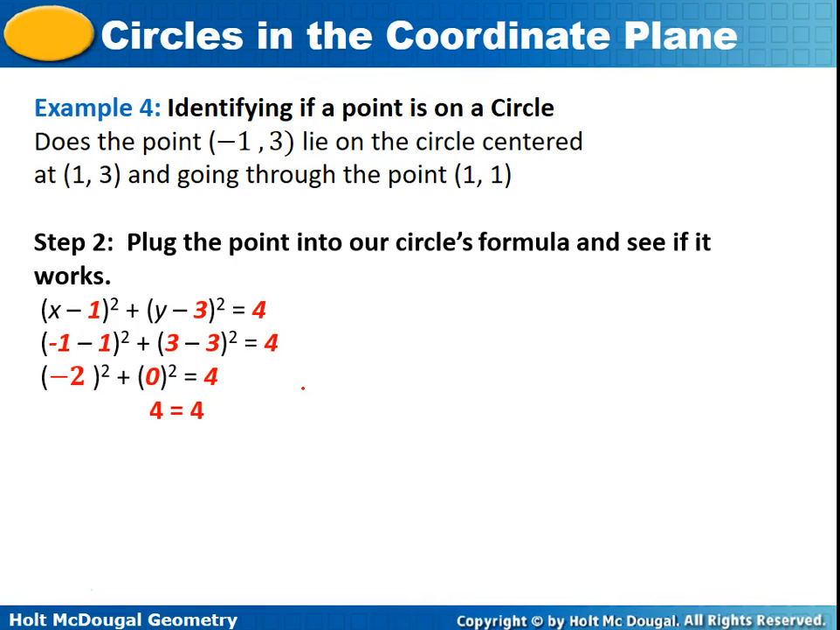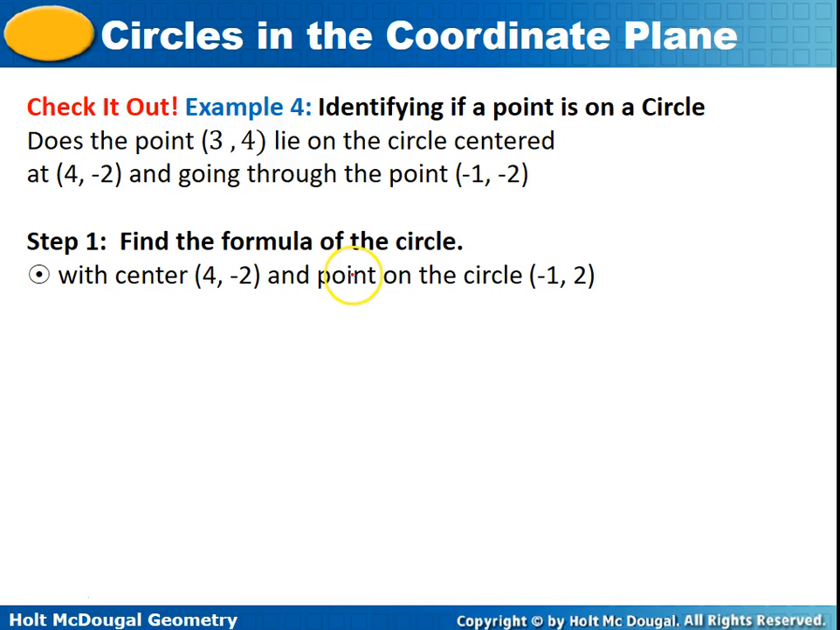So the answer to this question is yes, that point negative 1, 3 lies on the circle. So what we had to do first, though, was find the equation for the circle. So don't forget that. So the answer again is yes, that point does lie on the circle. All right, so do this one and then come back to me. And remember, you got to find the equation for the circle first.